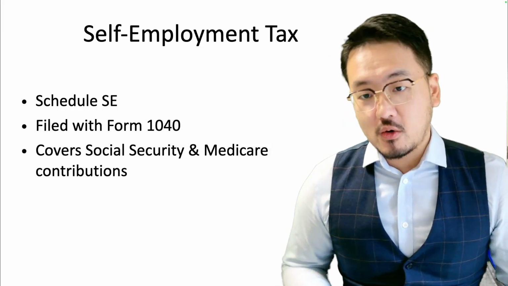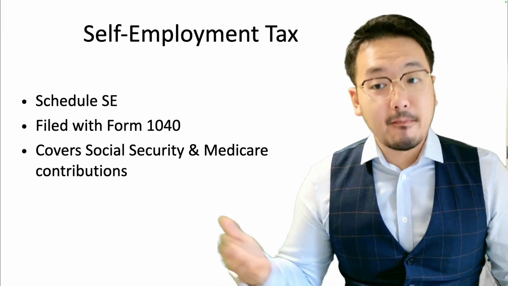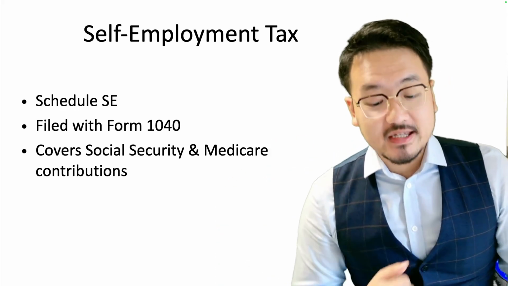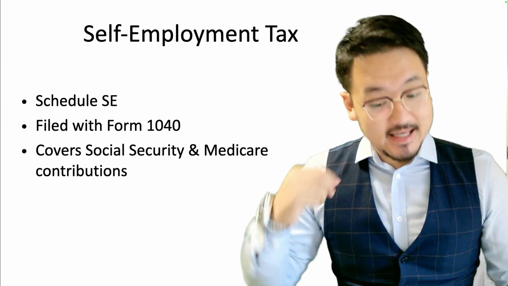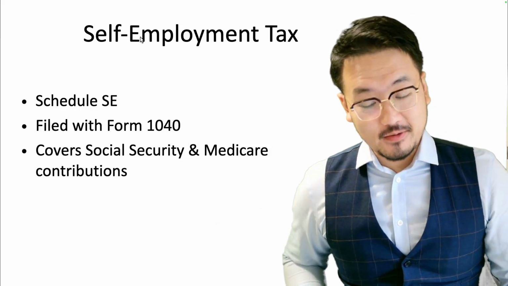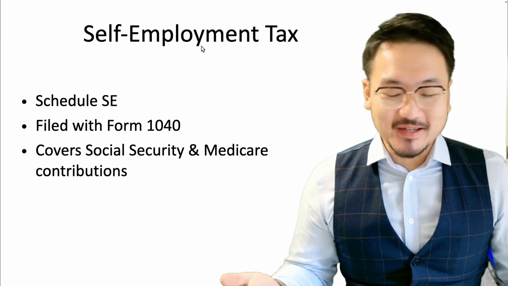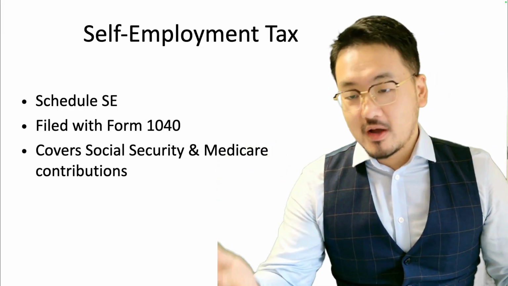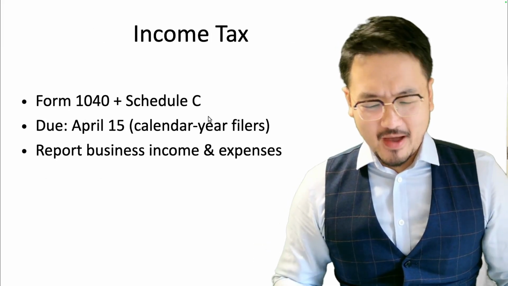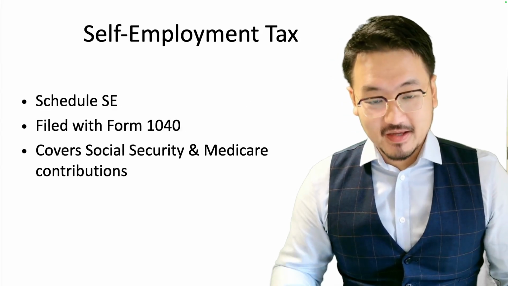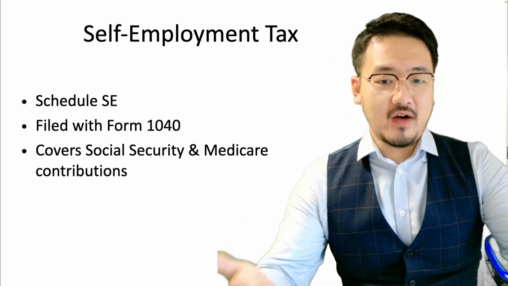And next is the self-employment tax. That's your, say, Social Security as well as Medicare contribution. If you're self-employed, you're going to use Schedule SE. Self-employment, SE, really simple. And here is good news: it's not filed separately. You just file it together with your 1040. Remember we talked about the 1040? Really simple. File it together.